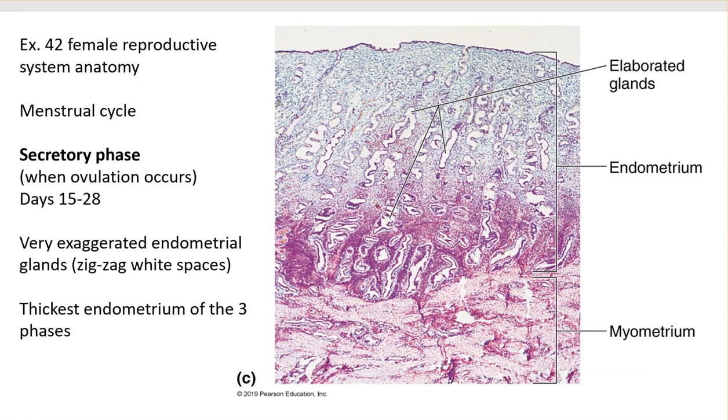And then the secretory phase, this is the stage when ovulation occurs. And so this is the fertile ground ready for an egg to be implanted. You can see it's indicated by very exaggerated endometrial glands. All of these zigzaggy things are glands. And they develop and really get big and active during the secretory phase. It's the thickest of the 3 layers because it's fertile ground. We're ready for an egg to be implanted here.